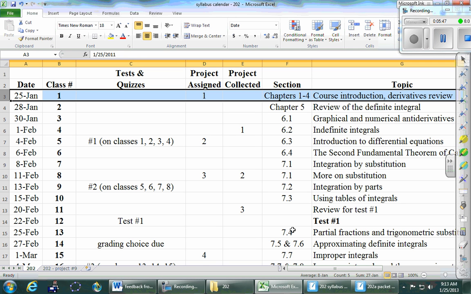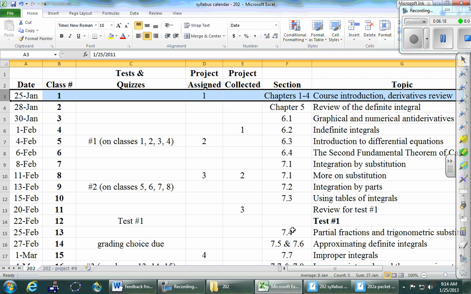We're reviewing 4 chapters, just talking about derivatives mostly. Tomorrow is going to be our review of the definite integral, and then we start in earnest in chapter 6. It also tells you the days of the quizzes. That's column C. Right, so tests and quizzes, and it tells you what the quizzes are on. This is the only place that tells you what the quizzes are on, so again, have that handy. It tells you when the projects are assigned and when they're collected, okay? Lots of good information on this. Again, we'll pull it up just about the start of every single class.